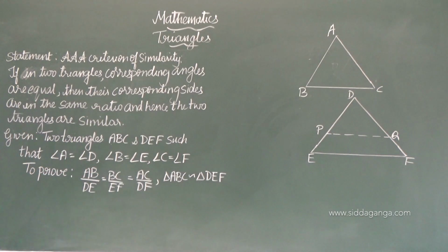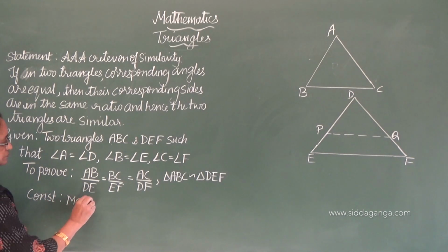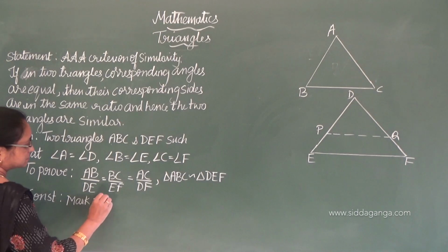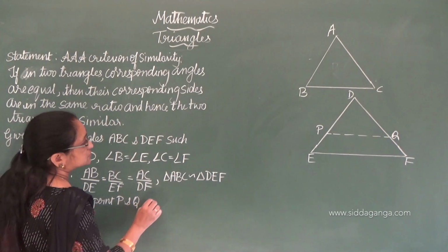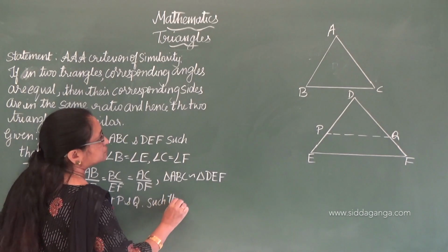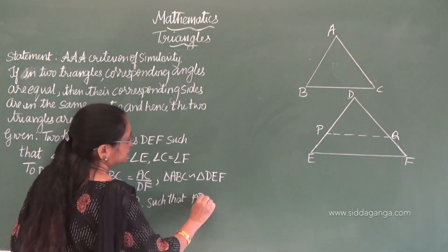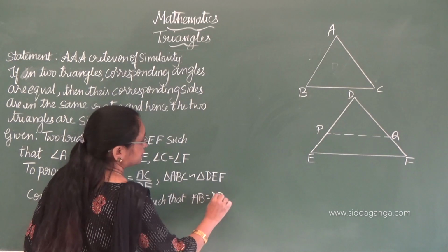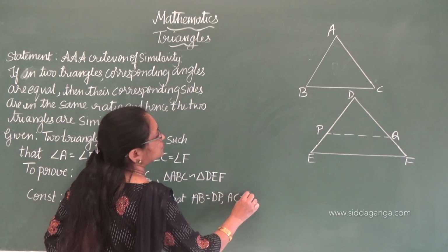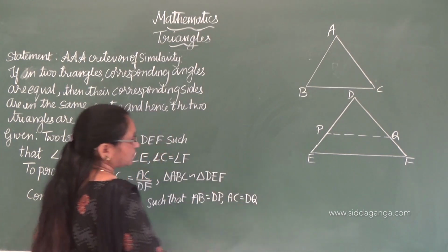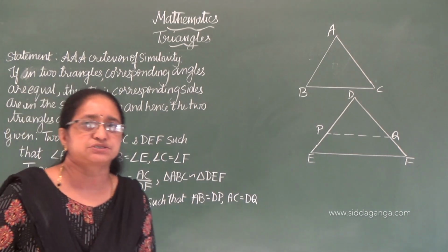Okay. So construction, we shall write the construction. Mark point P and Q such that AB is equal to DP and AC is equal to DQ. Okay. Now this is the construction.